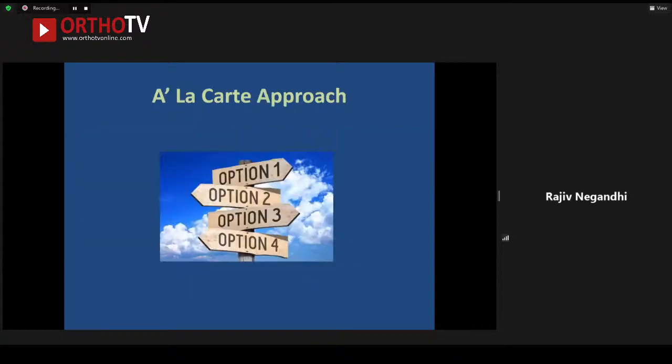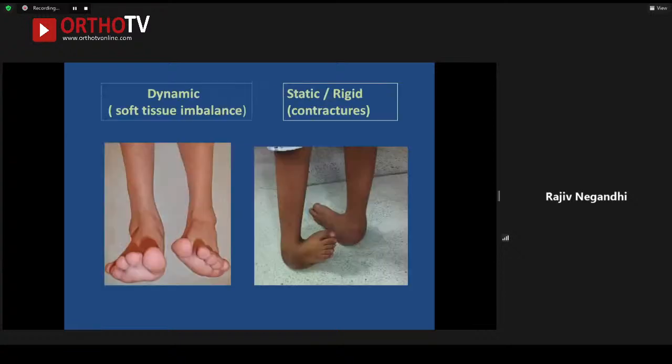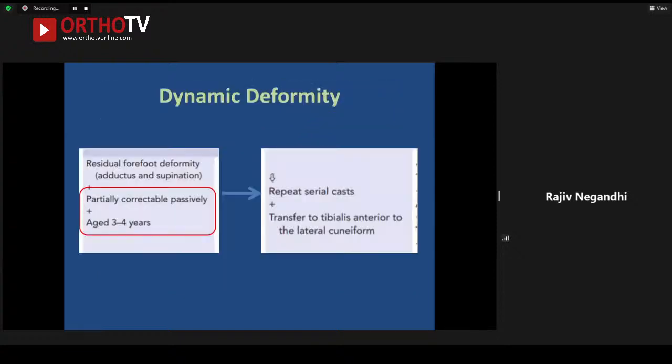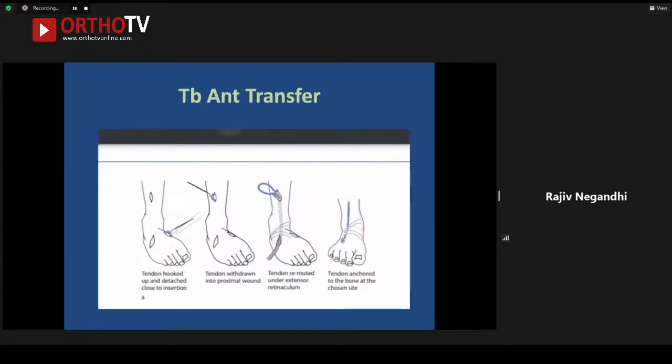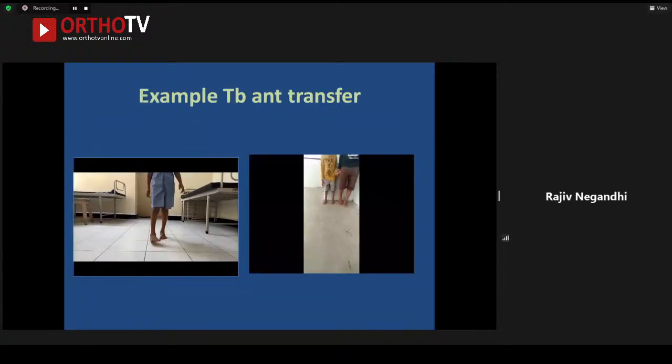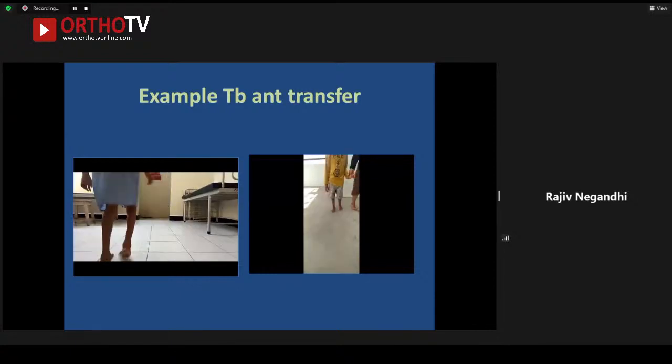So we have to really use an a la carte approach and see what is the best for a particular individual child. First we have to assess whether this deformity is dynamic or a static deformity. If it is a dynamic deformity, we can always try to do serial casting, and if required, we can do a tibialis anterior tendon transfer. The technique will be shown subsequently. This is an example of a child who was treated with tibialis anterior transfer on both sides, and he is doing quite well.